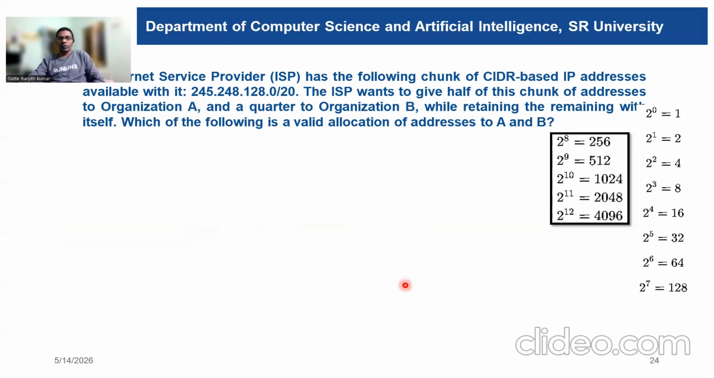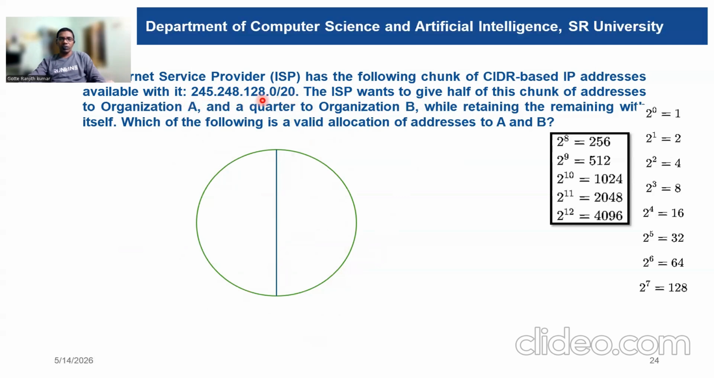So let us say this is one entire network, the entire network addresses, the total address pool. So this address pool means this total network address is 245.248.128.0/20. Okay. So now what is the first part? That is divided into two halves. So here this is divided into two parts.